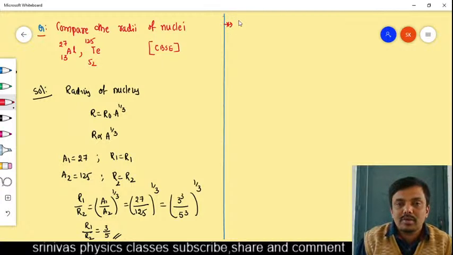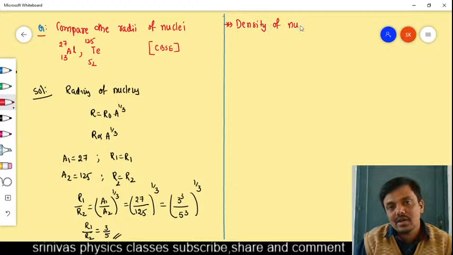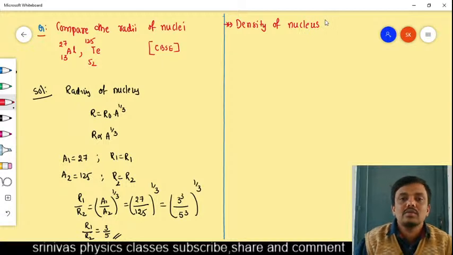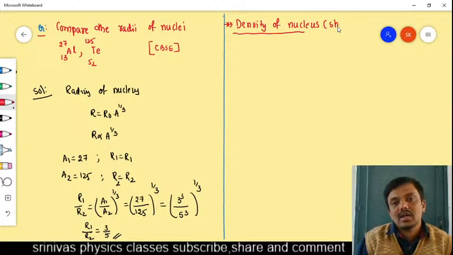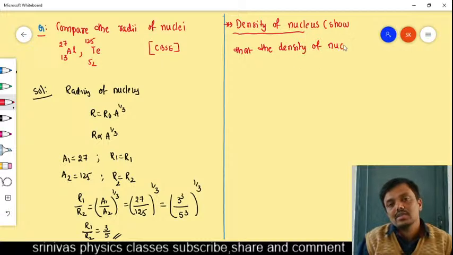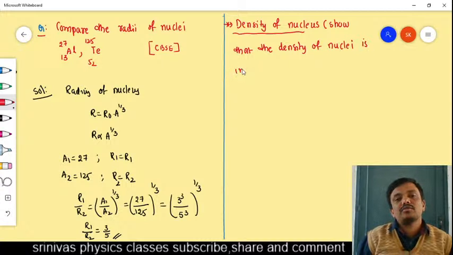The next topic is the density of the nucleus. How can we find out the density of the nucleus? There is one question based on this. They may ask the question like this: show that the density of nuclei is independent of mass number. We have to show that the density is independent of mass number.